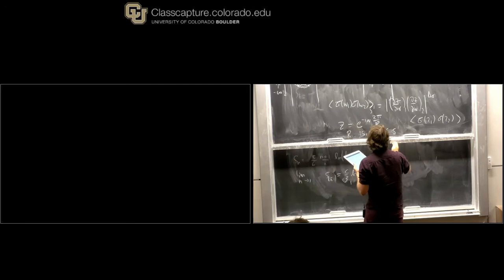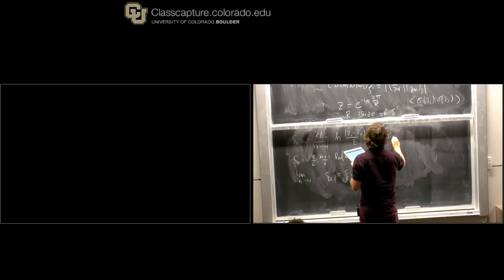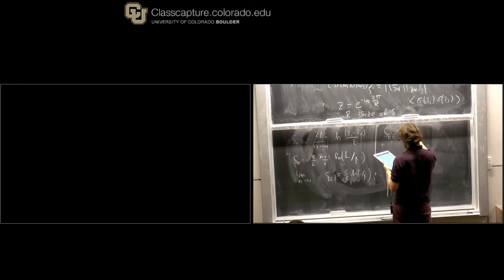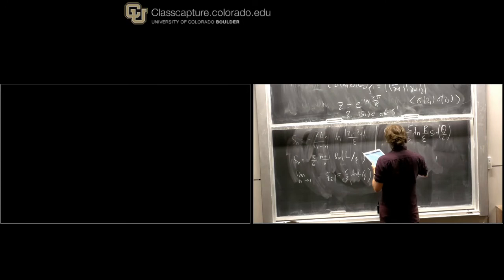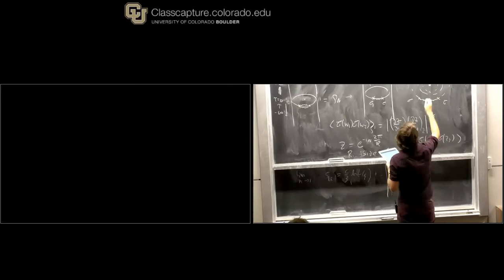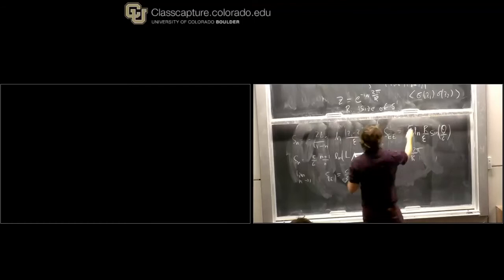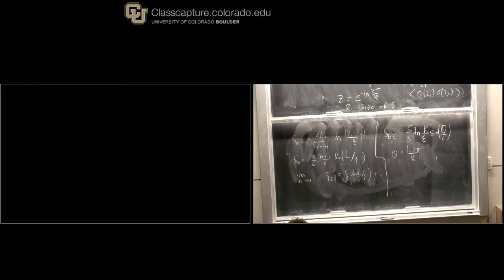This one. And then putting that together and then taking, say, the limit n to 1 after you've calculated the Renyi entropies, you get this formula, which looks like this, c over 3 again, log R over epsilon sine theta over 2, where theta is just L 2 pi over R, and it's essentially just this angle here. Okay, so this is the entanglement entropy of a single interval for the CFT on a circle.